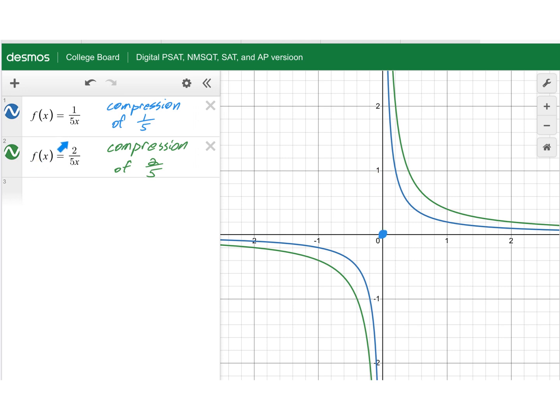This one here, f of x equals 2 over 5x. We could think of that as a compression of 2/5. And in that one, we would go up 2 and over 1/5. And you can see that it intersects there at 1/5 of the 1. So that is our 2/5 when we graph it. All right, and that is a look at transformations of rational functions.